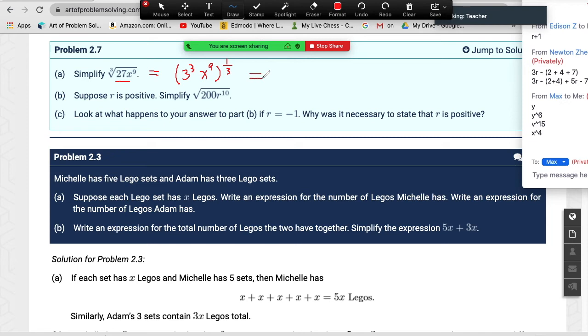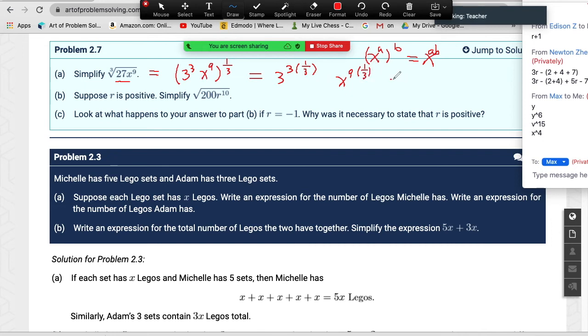So just learn from the previous problem: if x power a, then power b, this equals x power a times b, right? So you can do the same thing: 3, then power 3 times 1/3. This is the first term. The second term will be x power 9, then times 1/3. This is the new power for x.